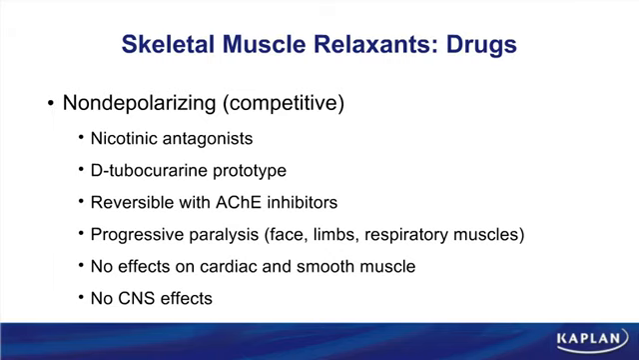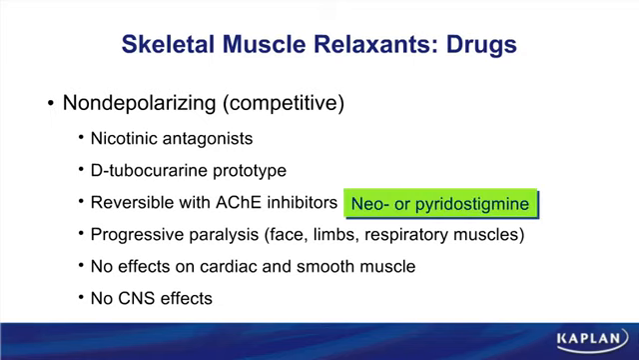Because these drugs are competitive inhibitors, they can be reversed if I could increase the levels of acetylcholine in the synapse. I can do that with acetylcholinesterase inhibitors like neostigmine or pyridostigmine. The drugs are going to be very selective for skeletal muscle, causing progressive paralysis of the face, limbs, and respiratory muscles. But they have no effect on cardiac or smooth muscle and no effect in the CNS. Remember, they are targeting N sub M receptors found only at skeletal muscle.